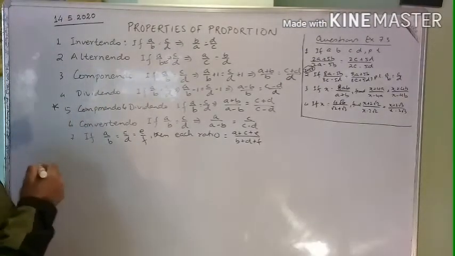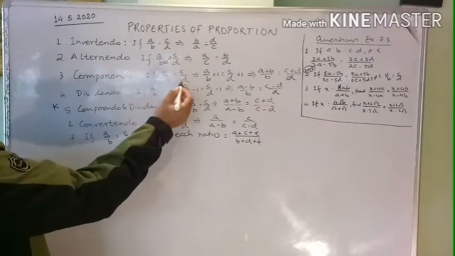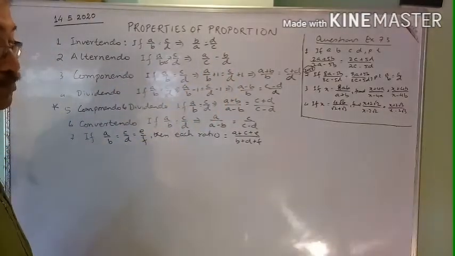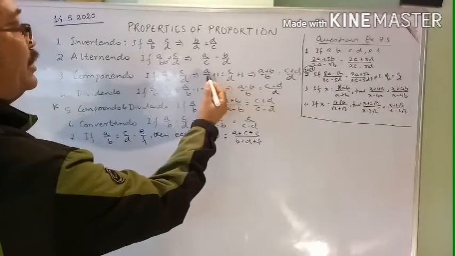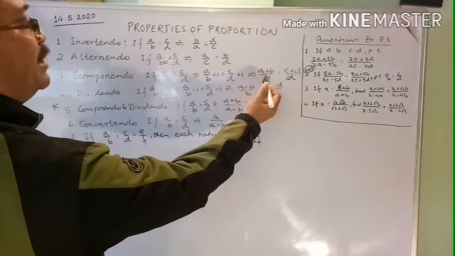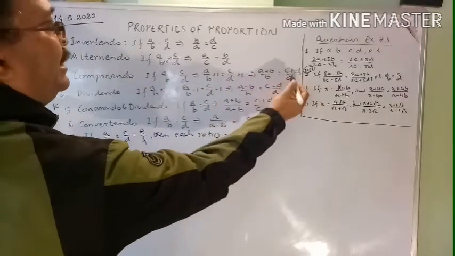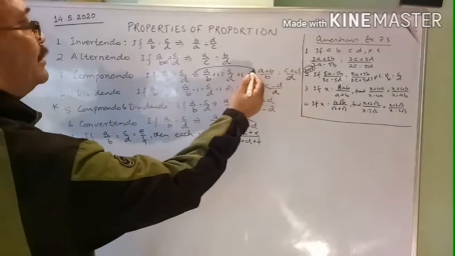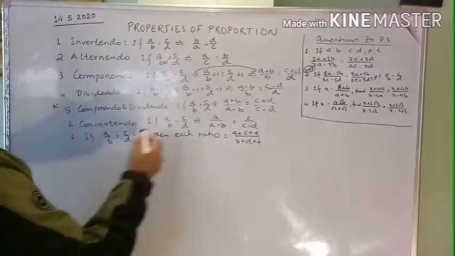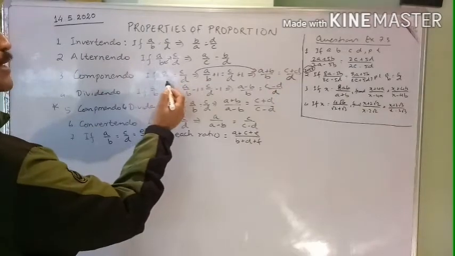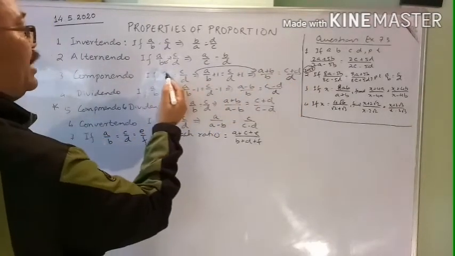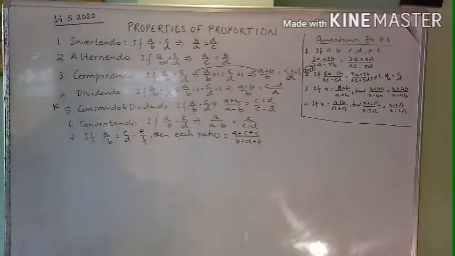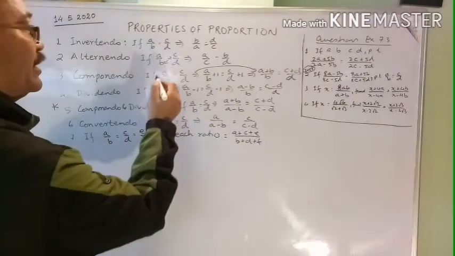Now componendo. If A by B is equal to C by D, then if you add 1 to both, the ratios will be equal again. Then if you take LCM, A by B plus 1 gives A plus B by B, and on the RHS you get C plus D by D. So remember, by componendo, from A by B equal to C by D, you can directly write A plus B by B equal to C plus D by D. You can add both the numerator and denominator of the ratio in the numerator.